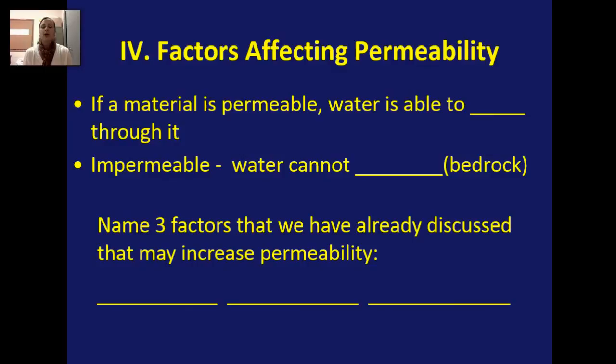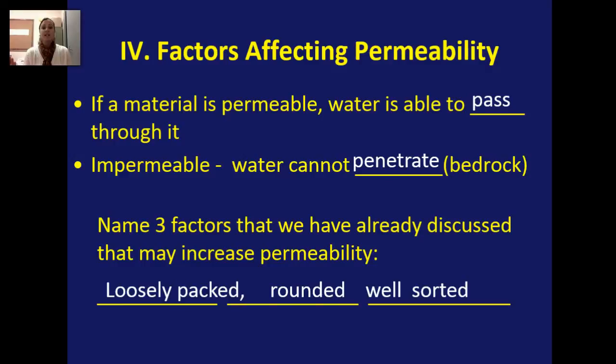Well, now let's look at permeability. And if you remember what we said, permeability is the ability for water to pass through the material. So if a material is permeable, water is able to pass through it, and the opposite is true as well. We consider it impermeable if water cannot go through. An example of this is bedrock. That's something that our earth is built on. It's deep underground and water cannot penetrate it. So the three factors that we've already discussed with porosity will also come into play with permeability: packing, sorting, and shape.